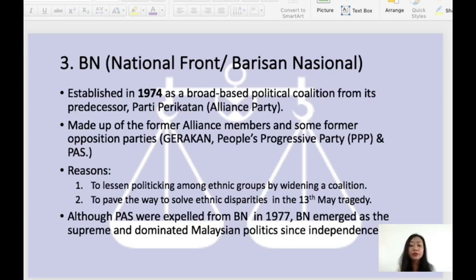Reasons of the establishment: the first one, to lessen politicking among ethnic groups by widening a coalition, and secondly, to pave the way to solve ethnic disparities in the 13 May tragedy. Still remember 13 May tragedy? Okay. Although PAS were expelled from Barisan Nasional in 1977, Barisan Nasional emerged as the supreme and dominated Malaysian politics since independence.